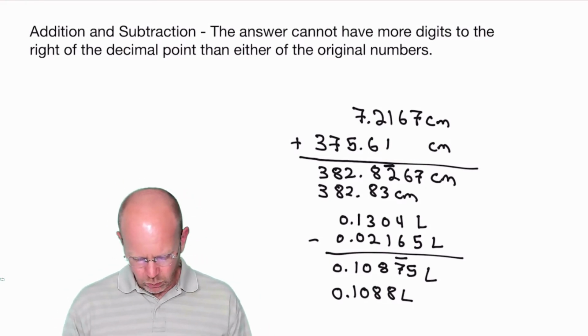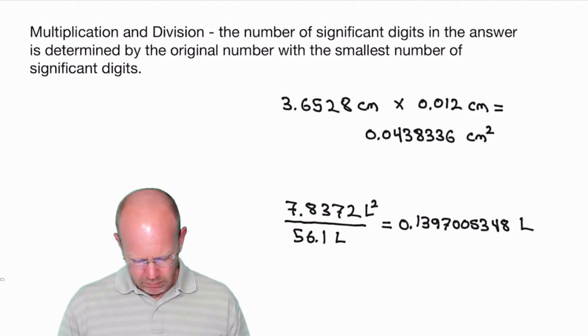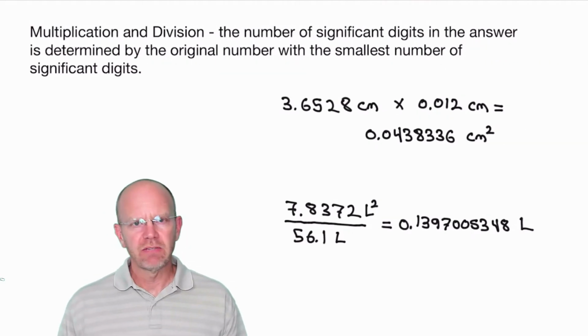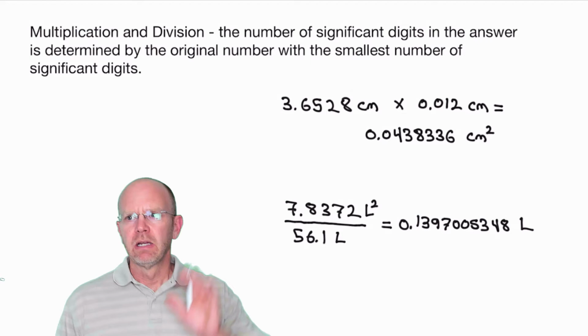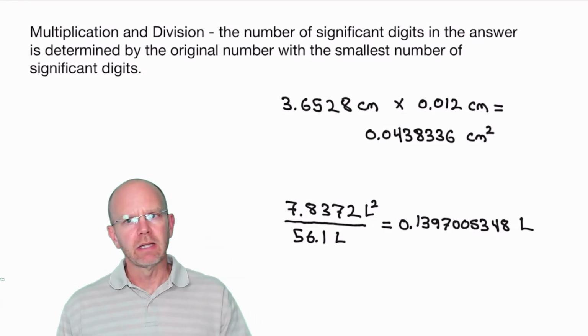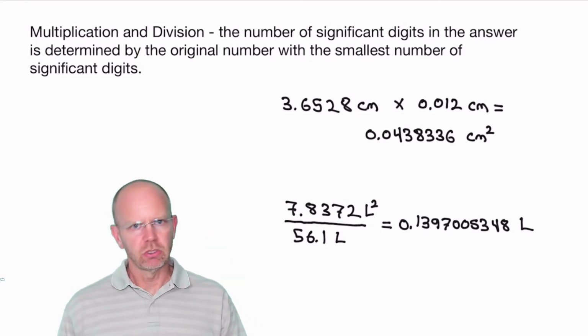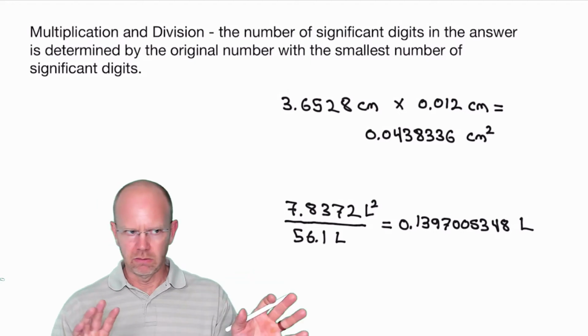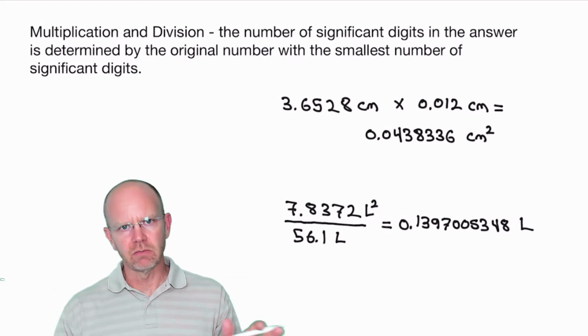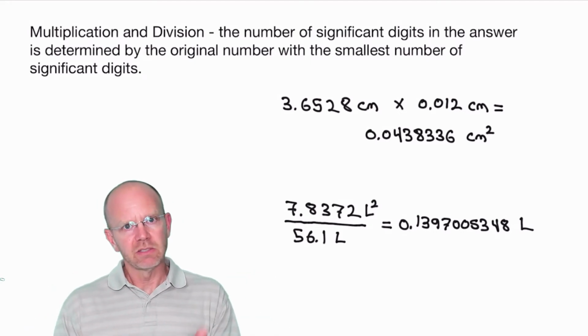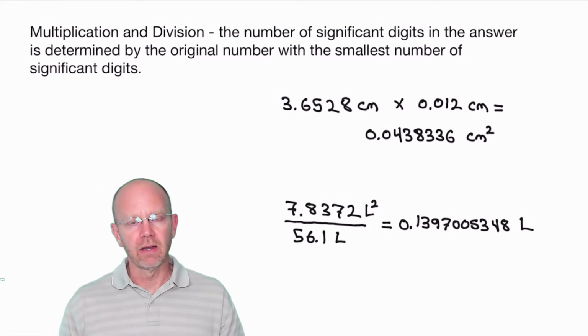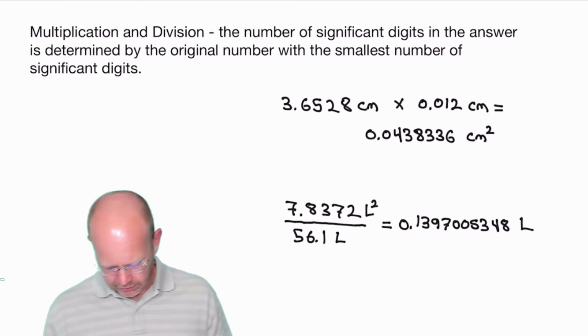Multiplication and division works a little bit differently. In multiplication and division, the number of significant digits in the answer is determined by the original number that has the smallest number of significant digits. So what you do is you look at both numbers involved in either the multiplication or the division. You find which one has the smallest, and the answer can have no more digits than that. The location of the decimal point no longer matters.